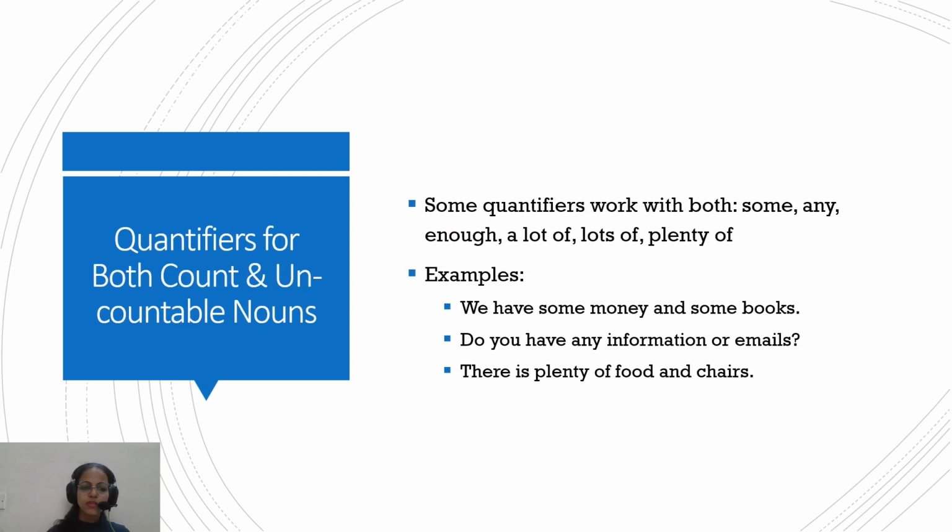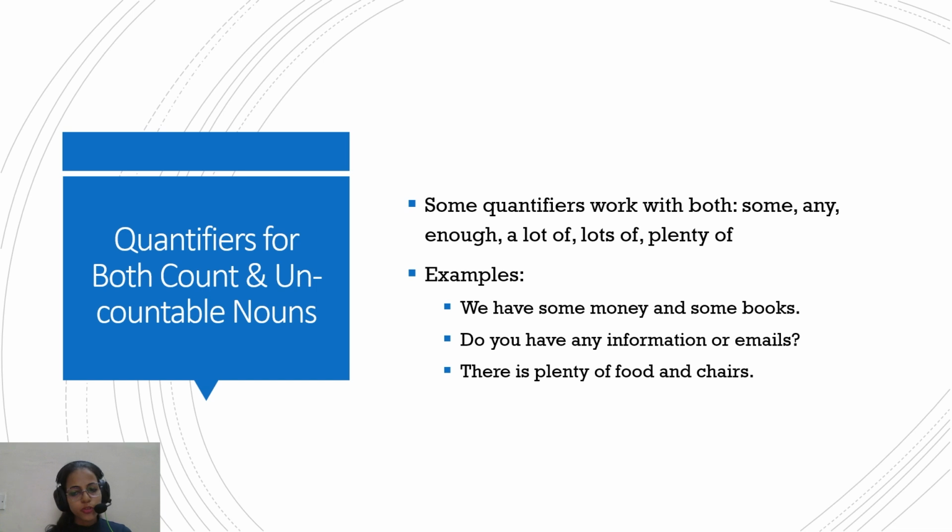Some quantifiers can be used for both countable and uncountable nouns. Fairly simple: some, any, enough, a lot of, lots of, plenty of. These can be used for both. So if I say we have some money and some books, books are countable nouns, money is uncountable. So some money, some books.